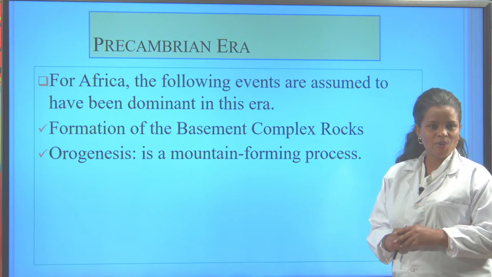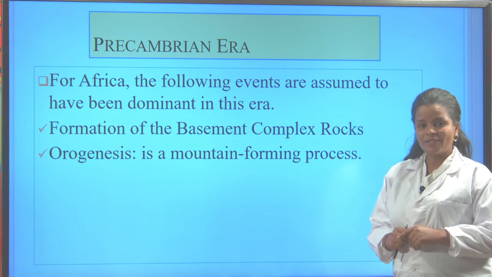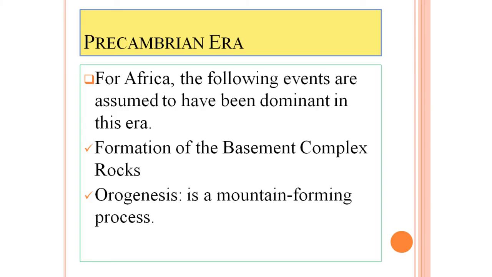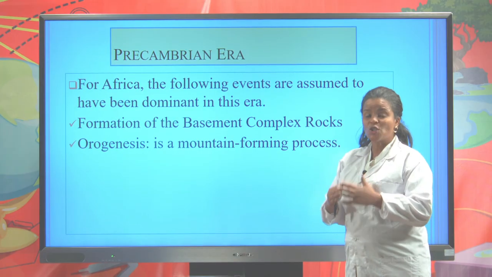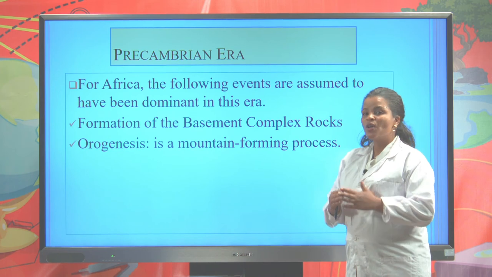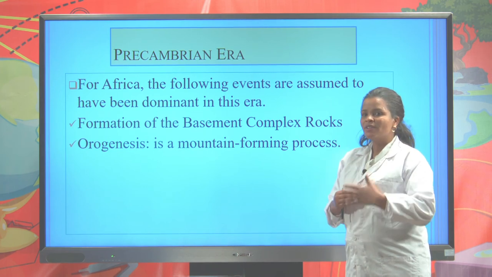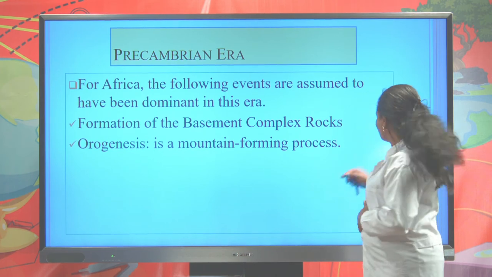The Precambrian rocks are rich in metallic minerals, for example, copper and gold. During this time, two events happened in Africa: formation of basement complex rocks and orogenesis, because there is no full evidence or fossils about Precambrian era.